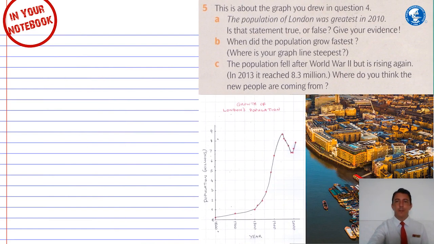Now we're going to use this graph to answer some questions. So question 5. It says A. The population of London was greatest in 2010. Is this statement true or false? And B. When did the population grow the fastest? Where is your graph line steepest? And C. The population fell after World War II, but is rising again. Where do you think the new people are coming from? So write your answers, pause the video, and when you've finished, we'll check.